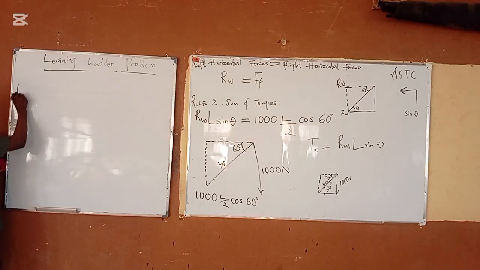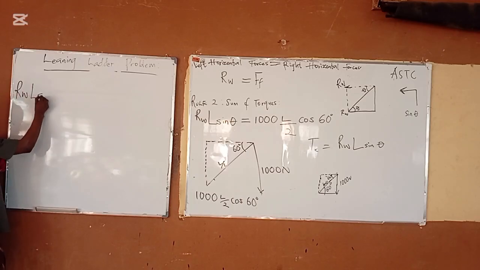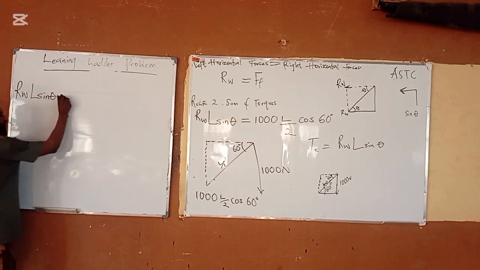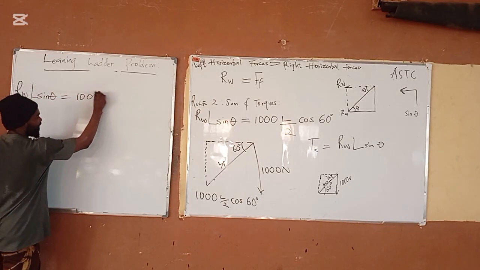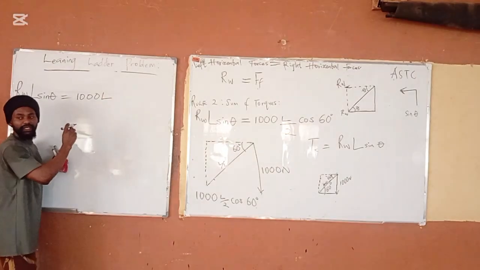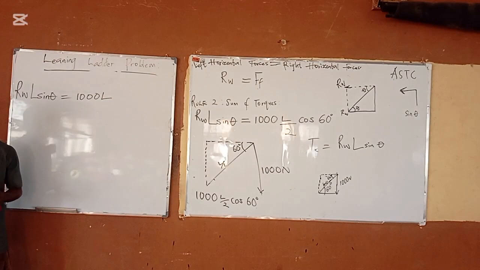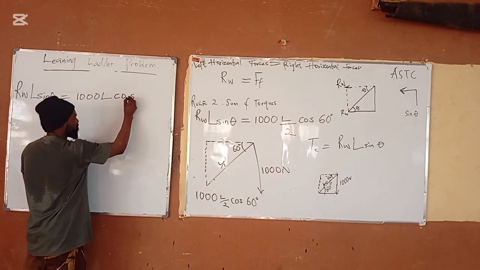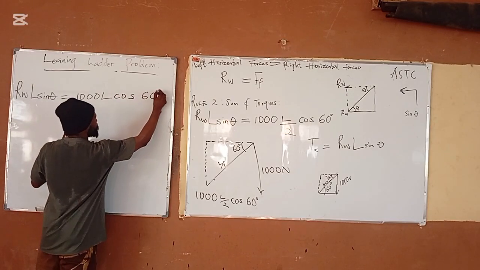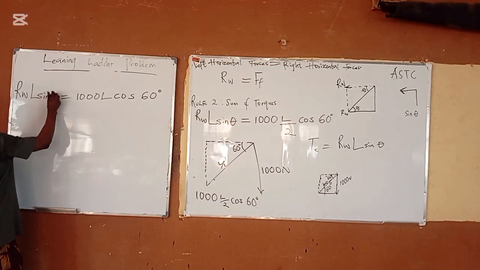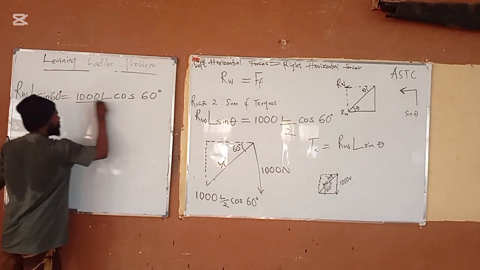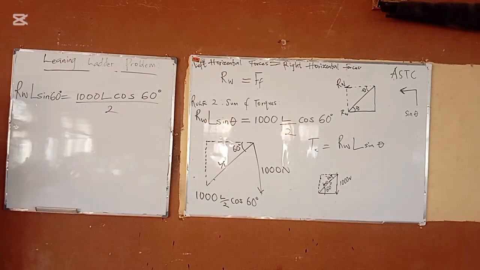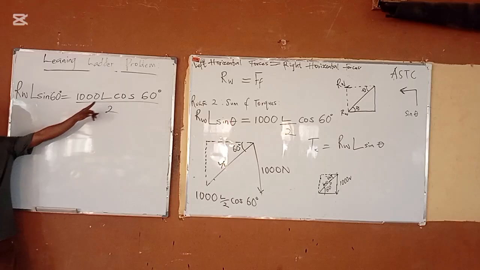Okay, I have RW L sin theta equals 1000 L. Don't worry. After this one, we go home so that tomorrow we continue where we stopped. These students will stay back. Do you agree that everything here is essential? Do you notice that because I have L here, I also have L here?